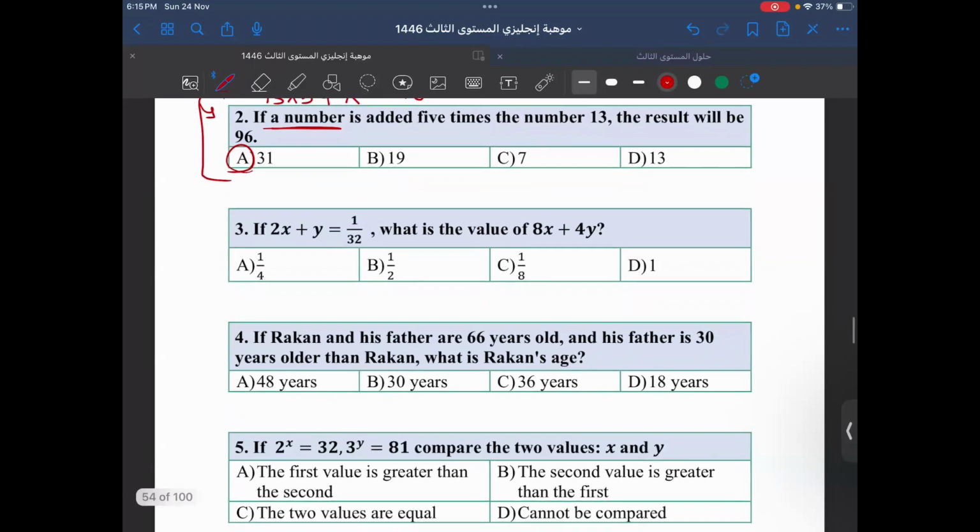Okay. Yalla, let's move on to question 3. Who can read question 3?